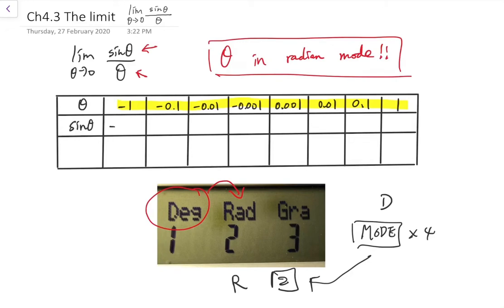So you can press sine of negative 1. Then you should be able to find negative 0.84. If you are not finding this, then maybe you have not set it up. Okay, then I just simply go through the following. If it is negative 0.1, then it is negative 0.0998. Okay, just simply write down all the answers.